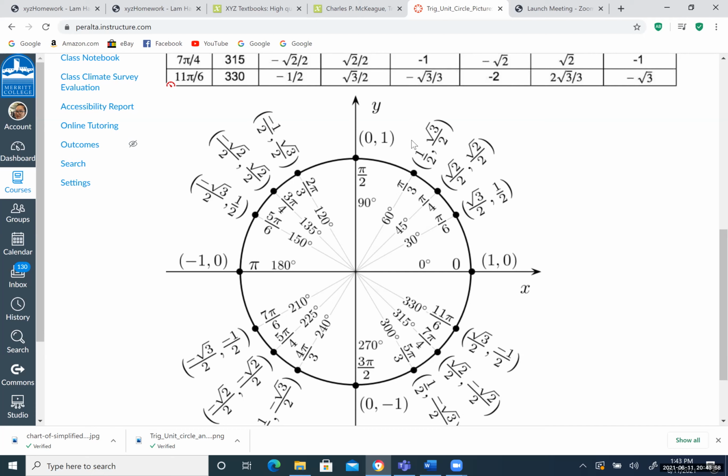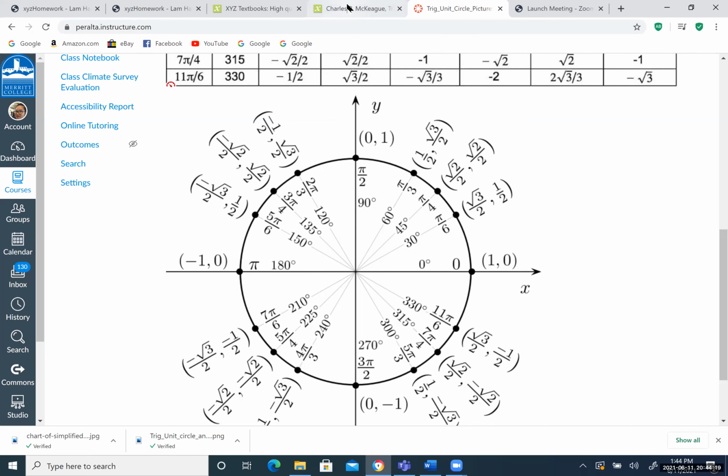So this is the value right at, for example, right here, if I have cosine of 60 degrees, the answer would be 1/2. Or sine of 60 degrees, my value will be square root 3 over 2. Something like that. And you're just moving along the whole circle.